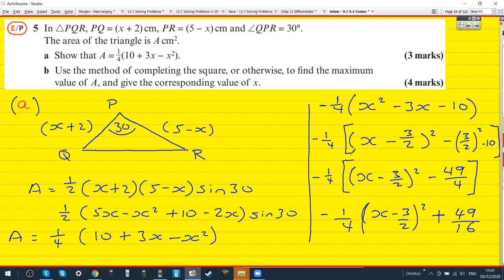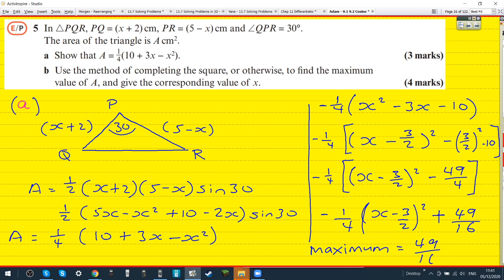What is the minimum value of a square number? Anything square? 0. And so the maximum value, because it's negative, would be when this square bracket is 0. When this square bracket is 0, what remains? Minus a quarter plus 49 over 16. 0 times minus a quarter is 0. So it'd be 49 over 16.